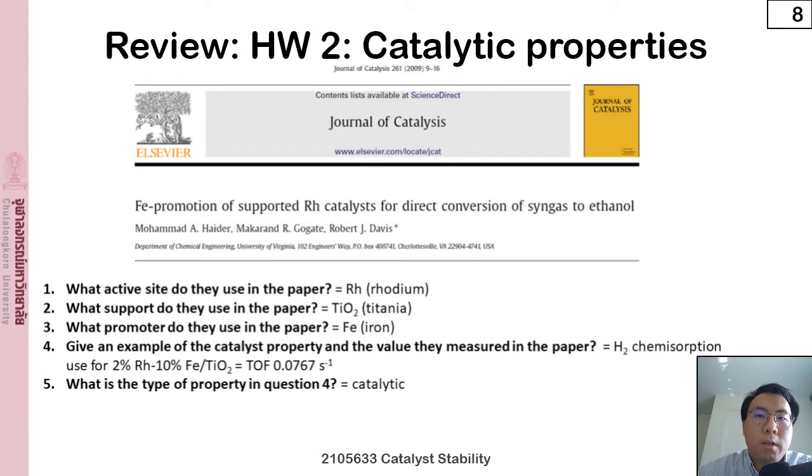The last example that I would like to give you is a person who filed a paper and gave an example about the catalytic properties. So this person referred to the paper from Journal of Catalysis, which was published in 2009, in which they use rhodium supported on titanium as the active site, and they introduced iron as the promoter. And he gave an example of the TOF, or the turnover frequency, as the catalytic properties.